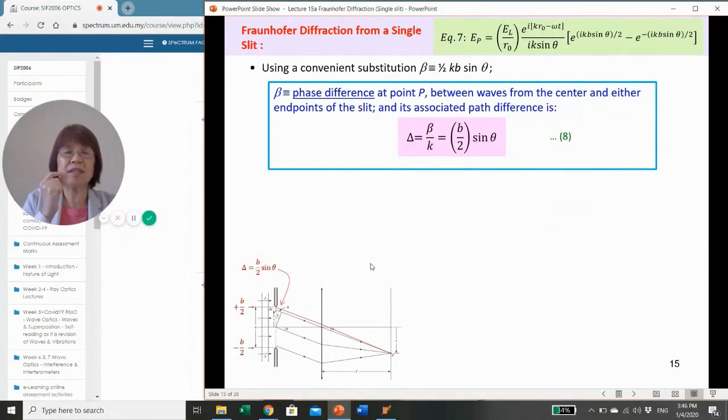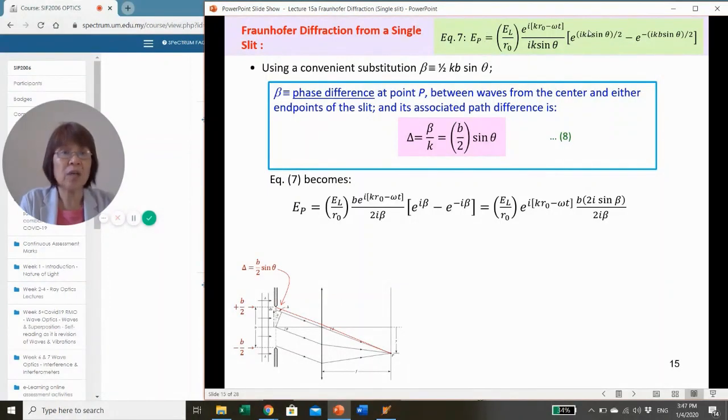We will then simplify to make it more convenient to work with the math. So we substitute half kb sine theta with beta. Beta actually represents the phase difference at point P between the waves from the center to either endpoint. So that delta would then be beta over k, which gives you b over 2 sine theta. Equation 7 then becomes e^(i beta) minus e^(negative i beta), and using Euler's relation, you'll find that this and this cancel, giving you 2i sine beta.